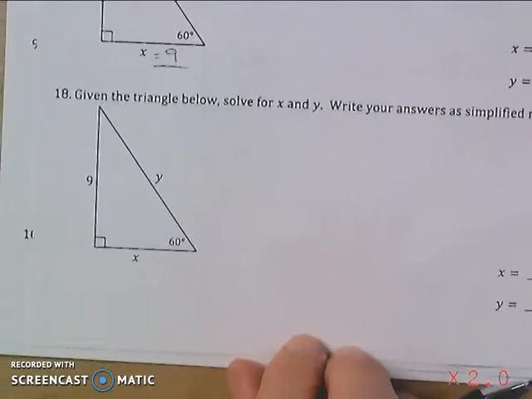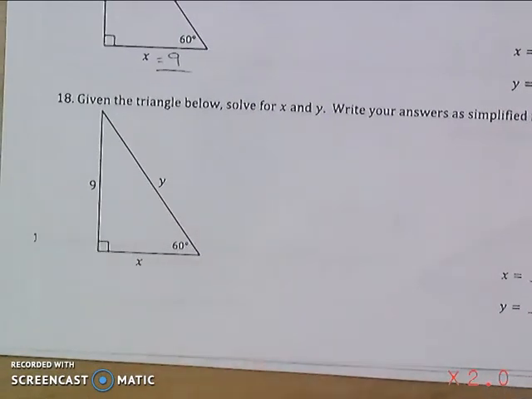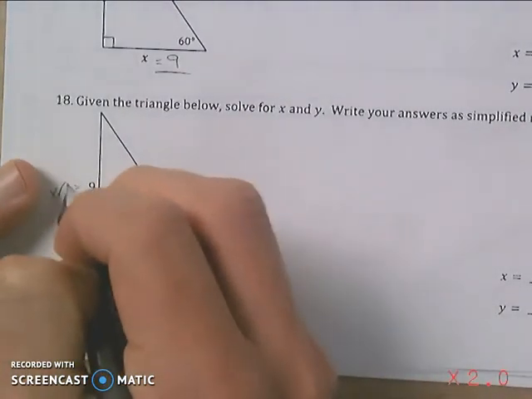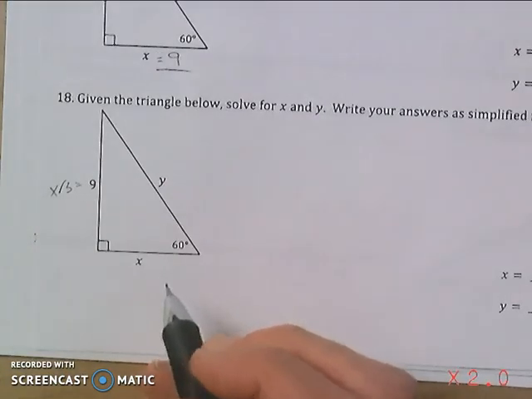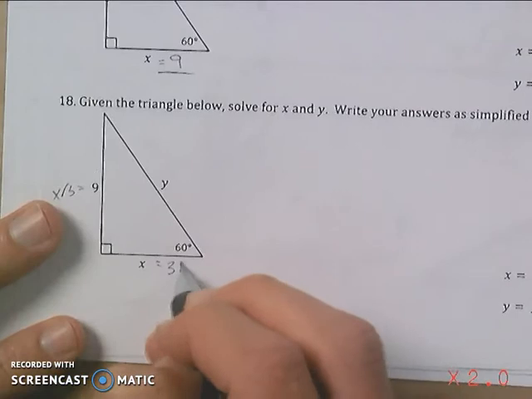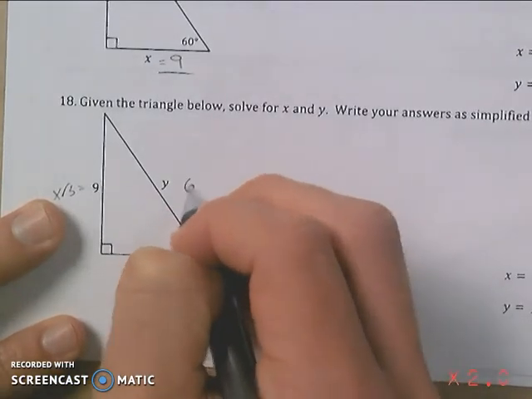I like these ones, huh? Aren't they fast? That's in the x rad 3 position. So to find x, I'm going to take 9 divided by 3 and then multiply by rad 3. That's going to give me 3 rad 3. And then for this, I'm going to double it and get 6 rad 3.